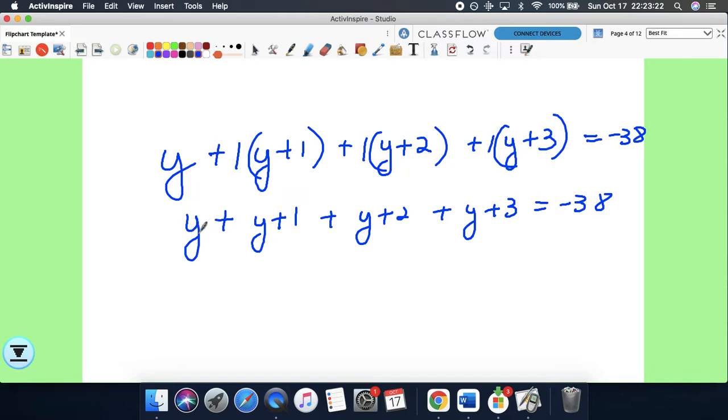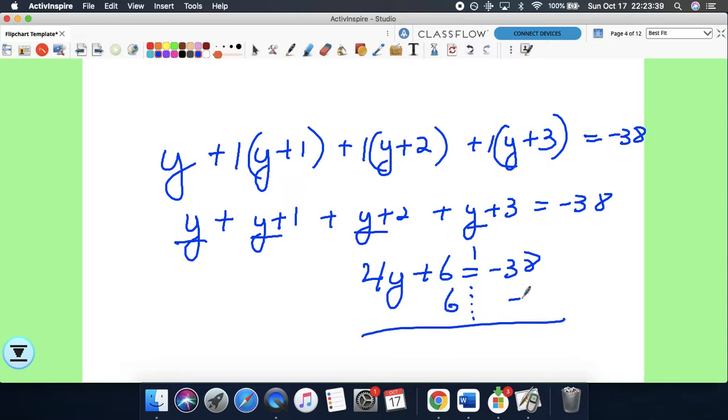Again, just like we did before, let's combine our like terms. This y and this y can be united. We get 4y. The numbers are 1 plus 2 plus 3, again plus 6, equals negative 38. We want to divide both sides. Sorry, we're going to subtract 6 from both sides. Positive 6 minus 6 is just 0. 4y comes down. Negative 38 minus 6 is negative 44. Divide both sides by 4. And y, my initial value, is negative 44 divided by 4, which is negative 11.